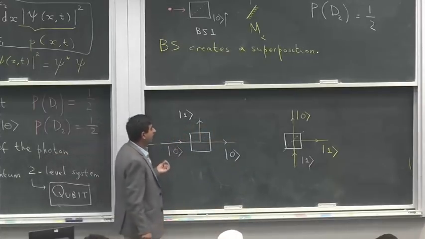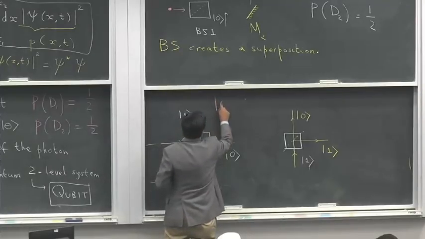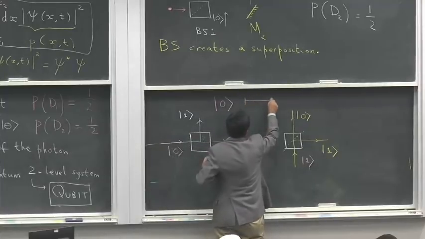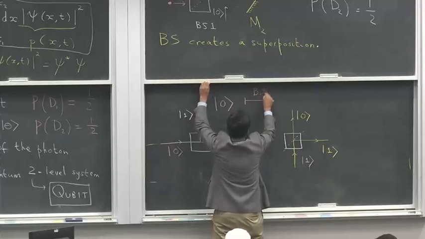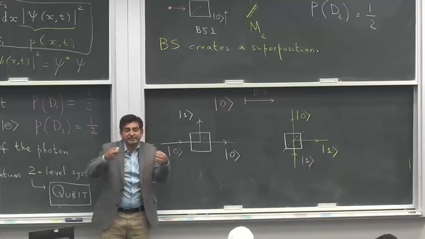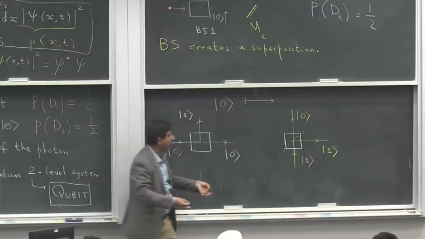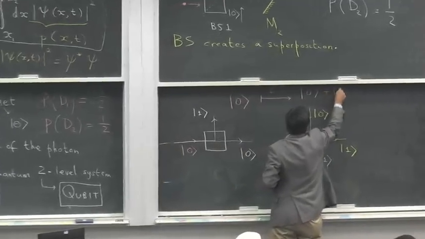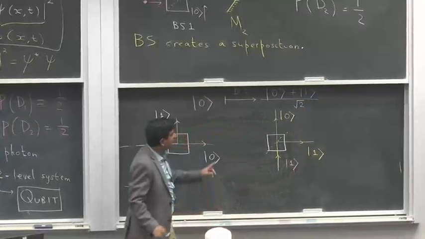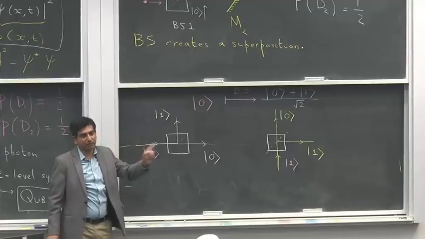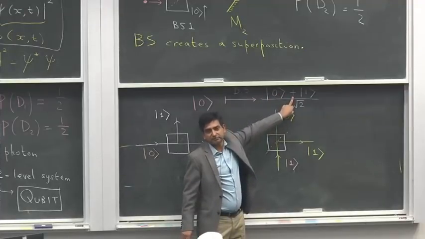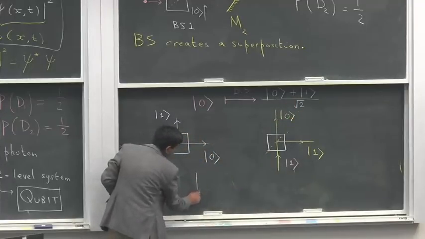Alright? So what a beam splitter does is that if it is fed with a photon in the state ket 0, it creates a superposition of 0 and 1. It creates a state which is the sum of 0 and 1, the coherent sum of 0 and 1, or the superposition of 0 and 1. And I would like to divide this by a factor of 1 over under root 2. I'll explain this later, but this is due to normalization. When we talk about probabilities, I'll explain this. But it creates a superposition of 0 and 1. And there's a plus sign here.